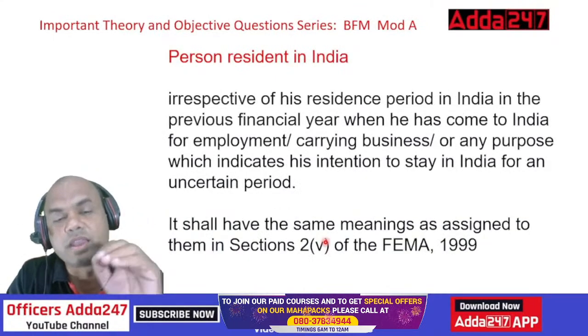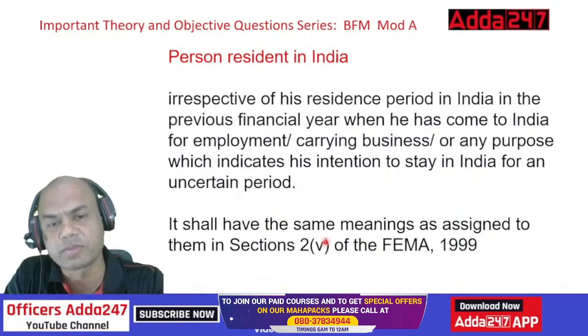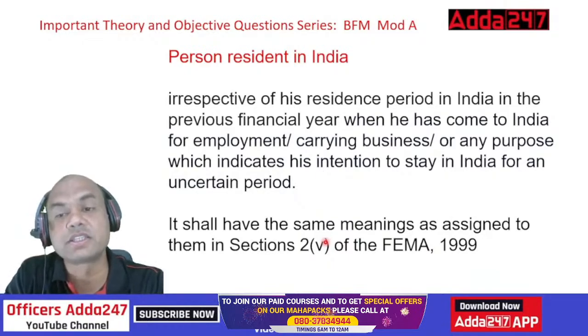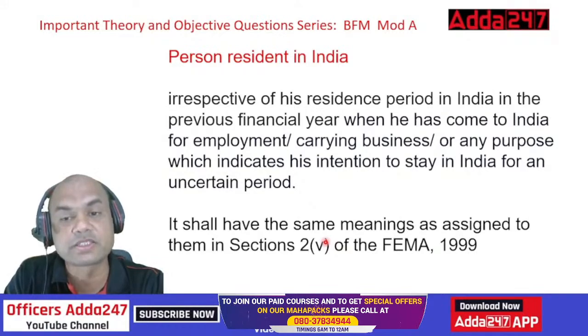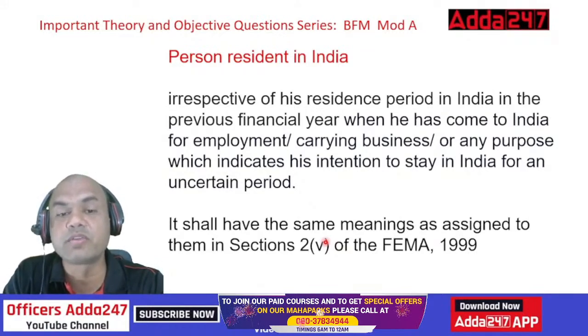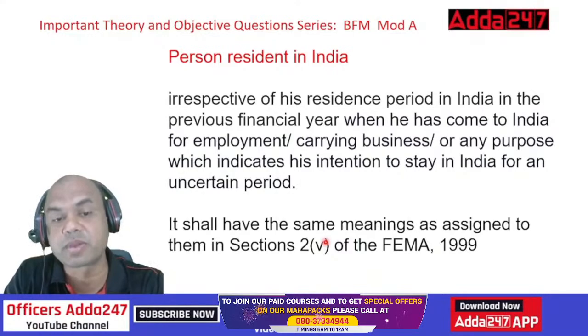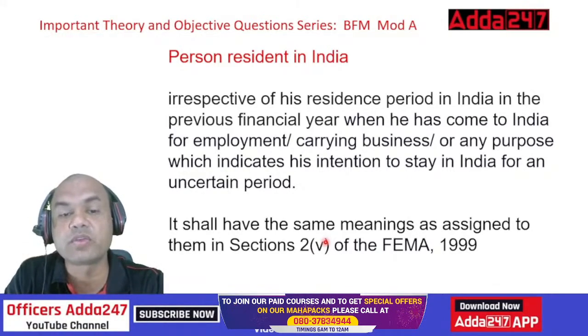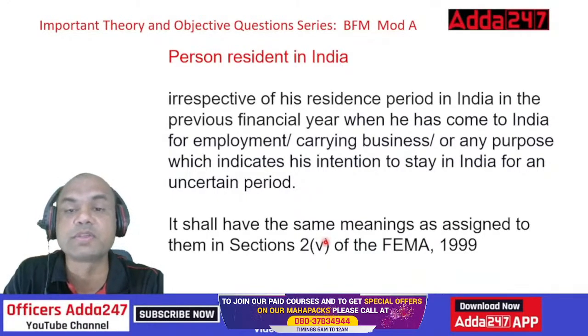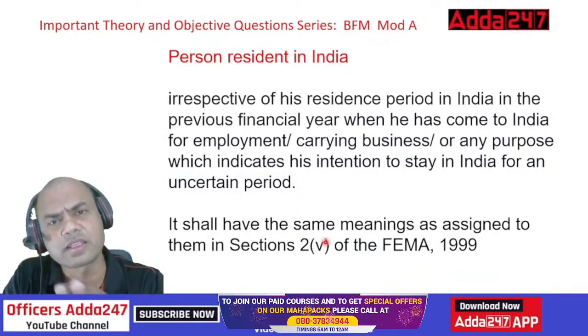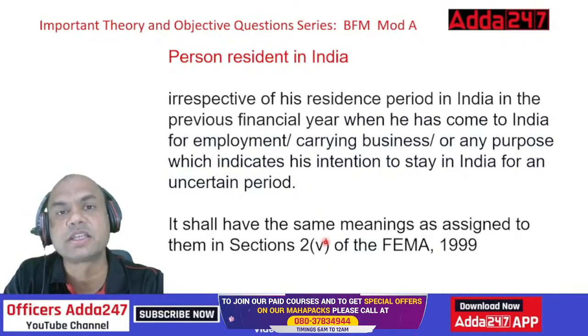Person resident in India as per FEMA. This is a definition under FEMA. So what is a person resident in India? Irrespective of his residence in India in the previous financial year, when he has come to India for employment, carrying on business, or any purpose which indicates his or her intention to stay in India for an uncertain period. Uncertain. Okay. So remember, irrespective of his stay in India. So this is one criterion. There are two other criteria as well for person resident in India.